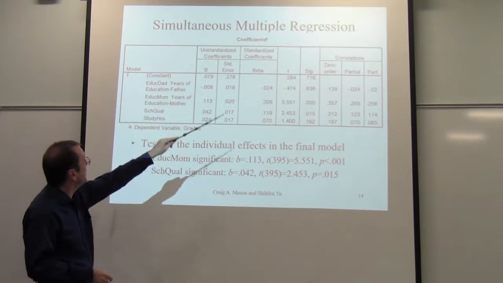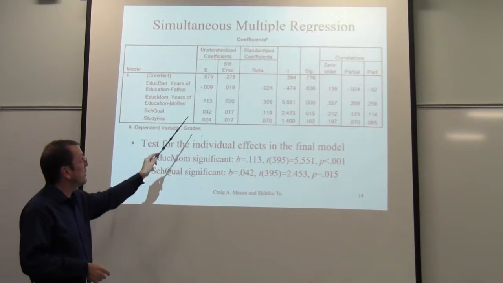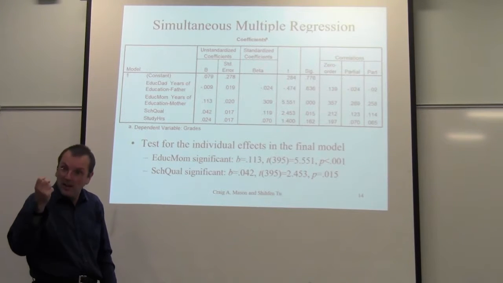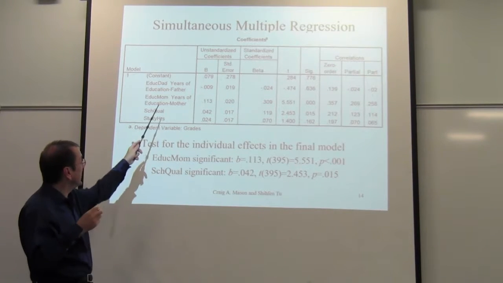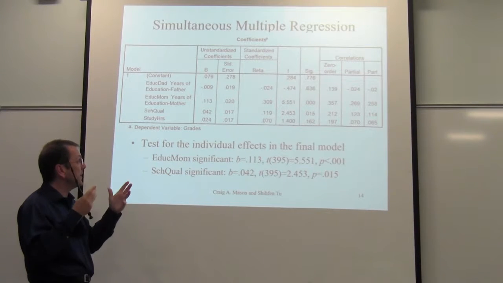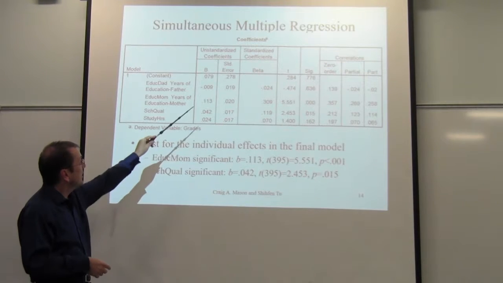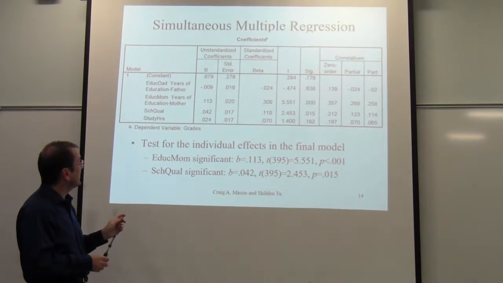The coefficient table, here's where we see those individual stats for the regression coefficients, for our predictors. So we're able to see for each predictor, are they having a significant effect or not?